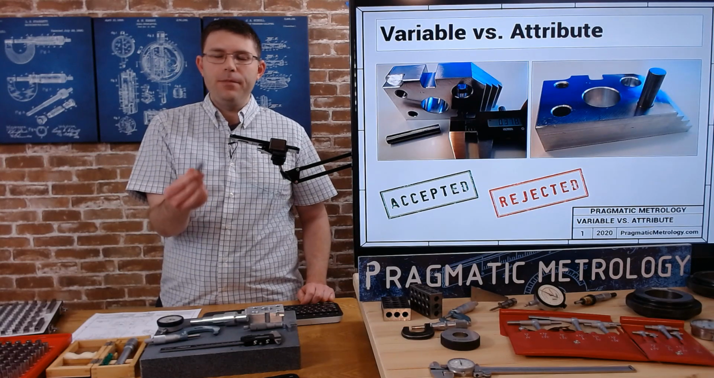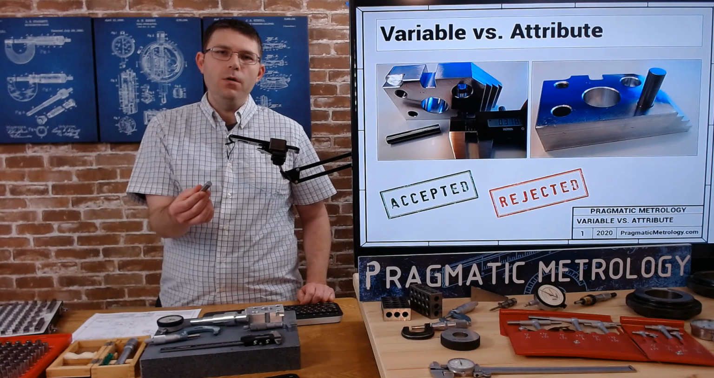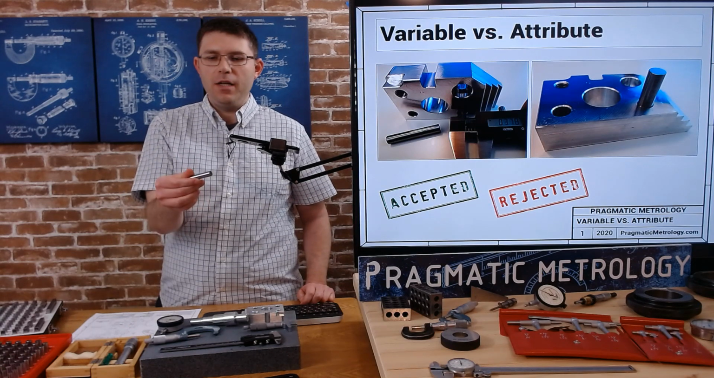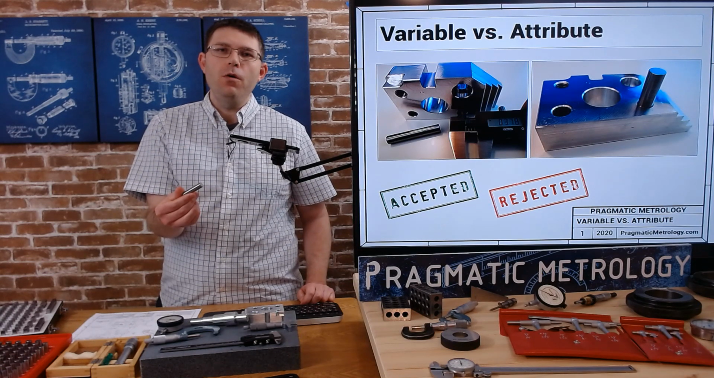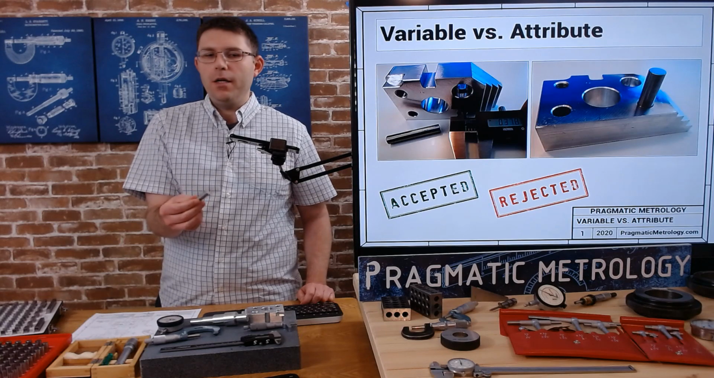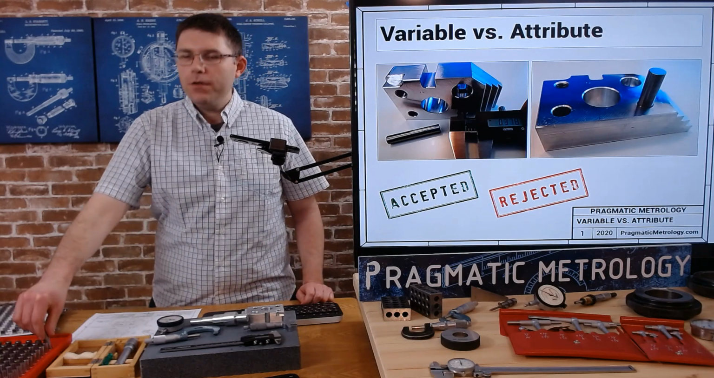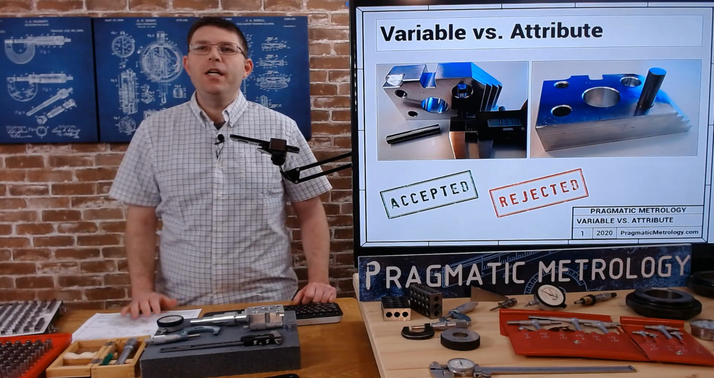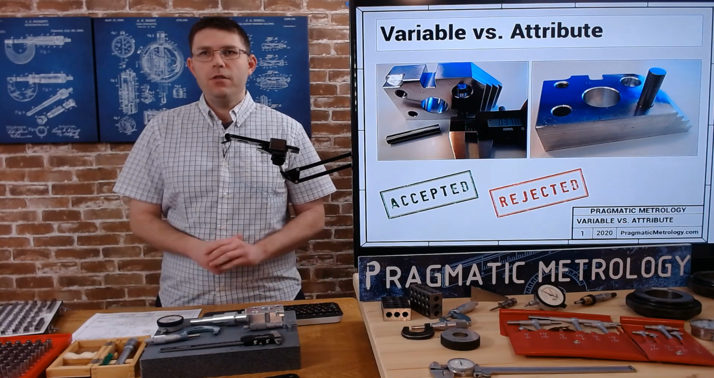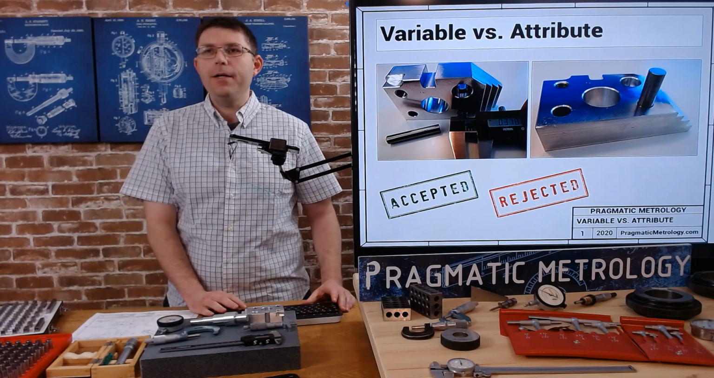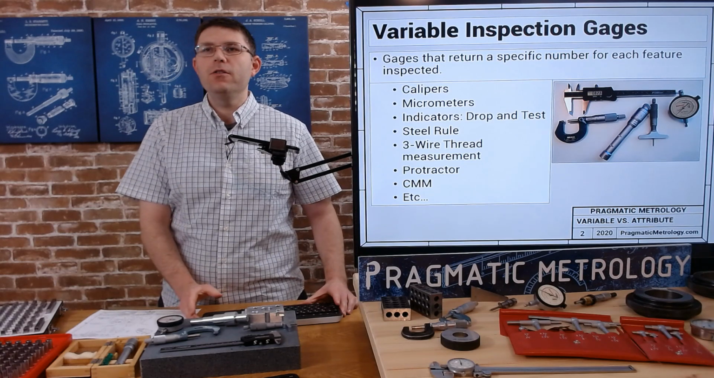A pin gauge, for example, if it fits in a hole, you know that this size pin fits in there, but you don't know how big the hole is. It could be much larger. There's a few different applications for when you want to apply each style, and let's just go through them. We're going to start off with the variable gauges.